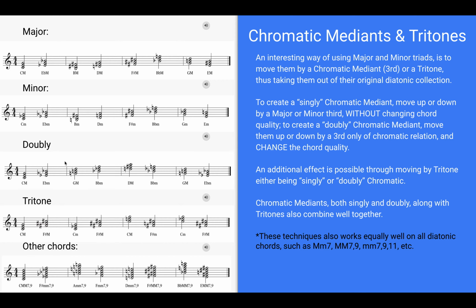And of course, you can combine doubly and singly chromatic relationships together. An additional effect is possible through moving by tritone, either being singly or doubly chromatic in these cases. So we're moving it by tritone: C major, F sharp major, C minor, F sharp major, C major, F sharp minor, C minor, F sharp major. Of course, it's symmetrical, so you're not going to move very far if you're only doing tritones. Normally use a combination with others, but here's what this sounds like.